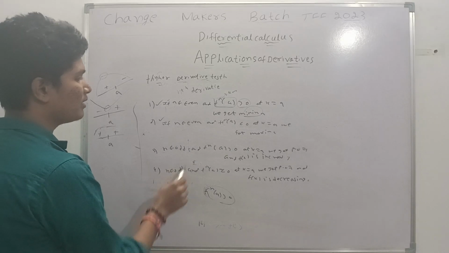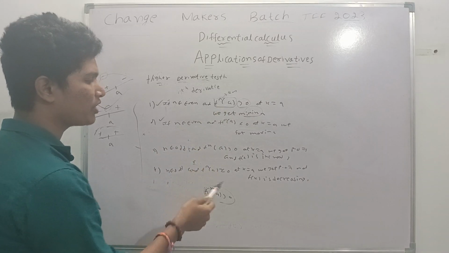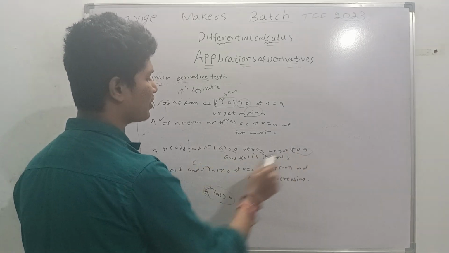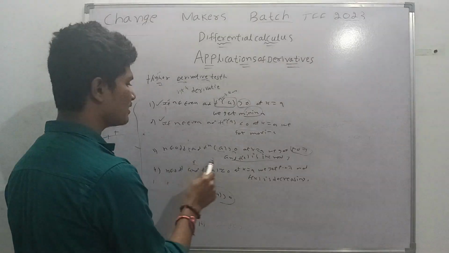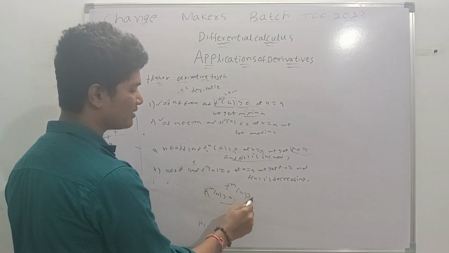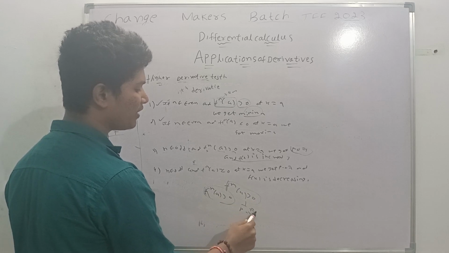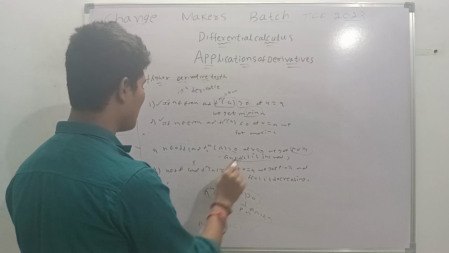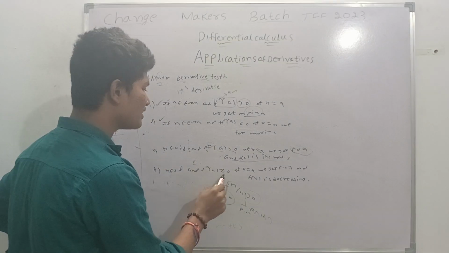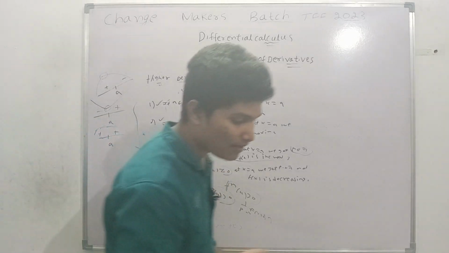But when we come to this, if n is odd and the nth derivative of A greater than 0 at x equal to A, we get point of inflection and f of x is increasing. That is, when this nth derivative of A is greater than 0, the meaning is we get a point of inflection and the function f of x is an increasing function. And next, when this nth derivative is less than 0 at x equal to A, we get point of inflection and the function is decreasing.